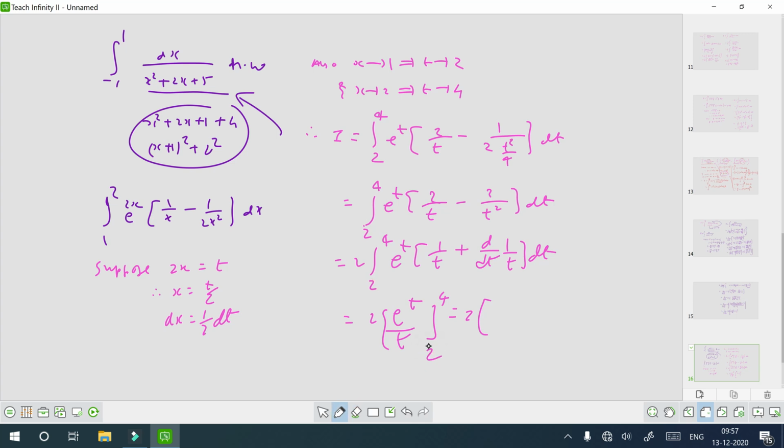Well, first of all, 4. E raised to 4 by 4 minus e square by 2. Now 1 by 2 is taken common, that gets cancelled. E raised to 4 by 2 minus e square. E square by 2 is taken common: e square minus 2. This is the answer. Clear? Yes. Next one.